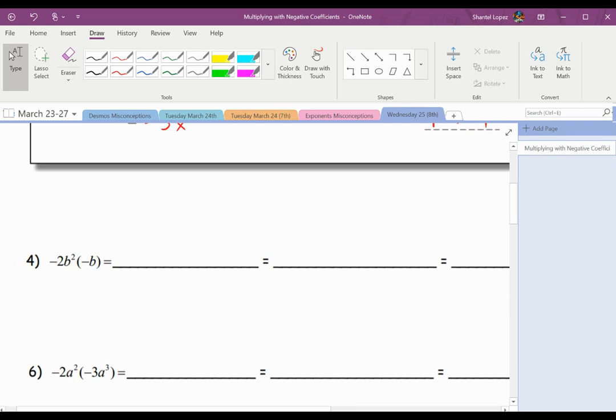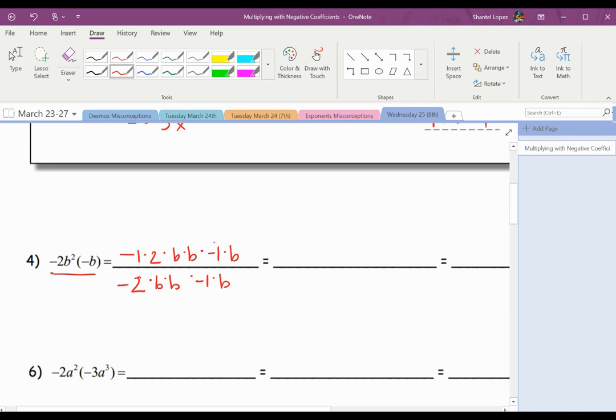Okay, let's go ahead and continue. So we can expand this one in 2 different ways. Let me show you the first way. We could have done negative 1 times 2 times b times negative 1 times b. Or we could have done negative 2 times b times negative 1 times b. Careful that you're not subtracting here. Although it kind of looks like you're subtracting, but remember, when there's parentheses, it means to multiply.